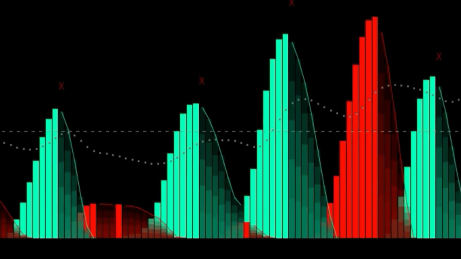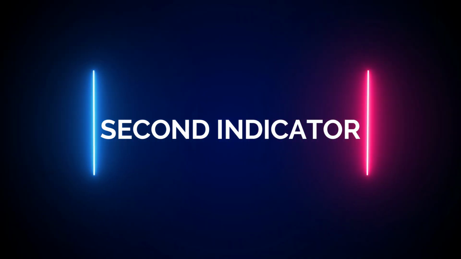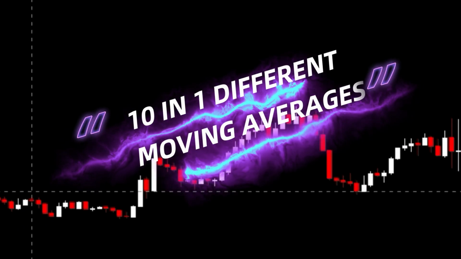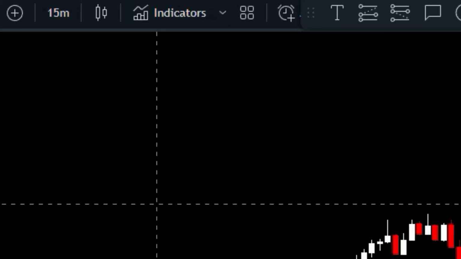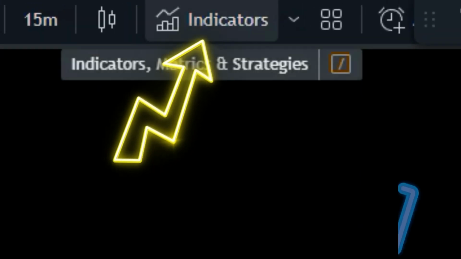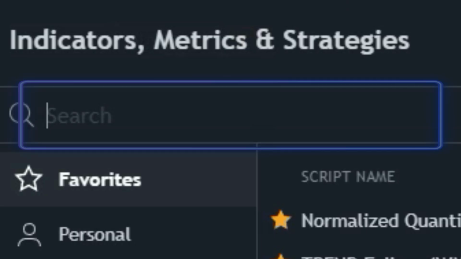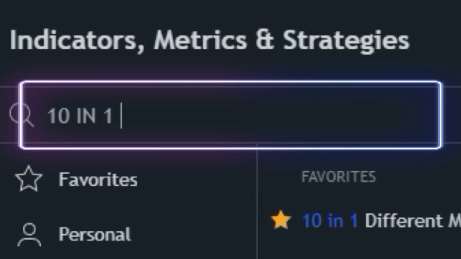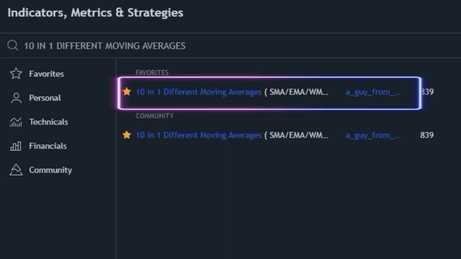Now that we've got the Momentum Bias Index set up, let's find our second indicator, the 10 and 1 Different Moving Averages, to complete your trading toolkit. Look at the top of your TradingView screen and you'll see the Indicators tab. Give it a click and you'll find the handy search bar. That's where you type 10 and 1 Different Moving Averages to find this awesome indicator.